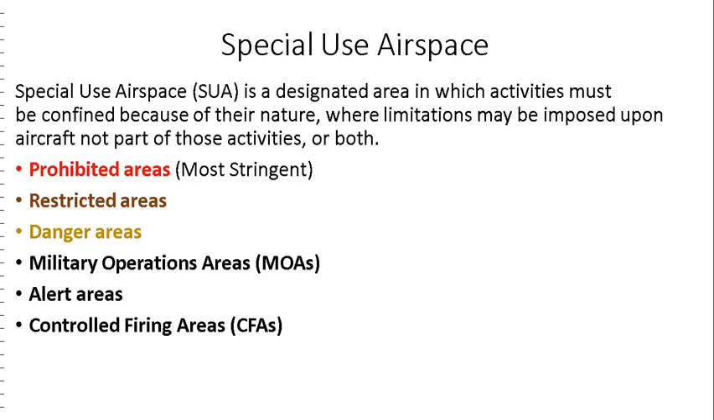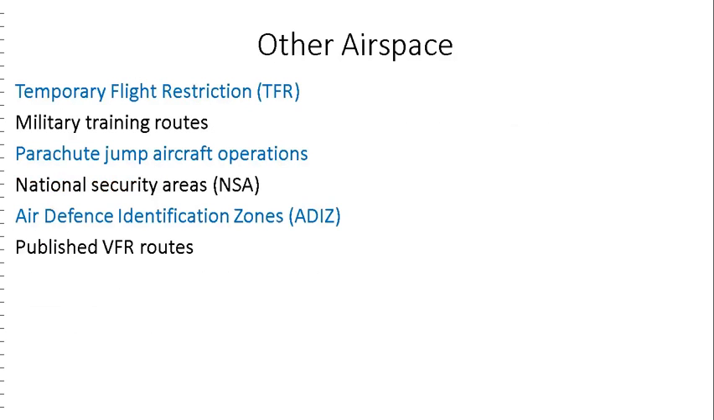The other special use airspace are military operations areas, alert areas, and controlled firing areas. Then other airspace are temporary flight restrictions, military training routes, parachute jump aircraft operations, national security areas, air defense identification zones, and published VFR routes.